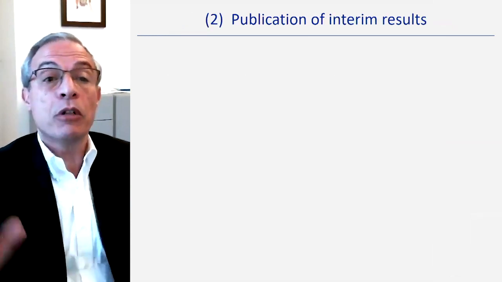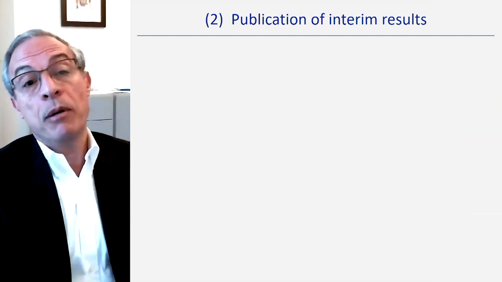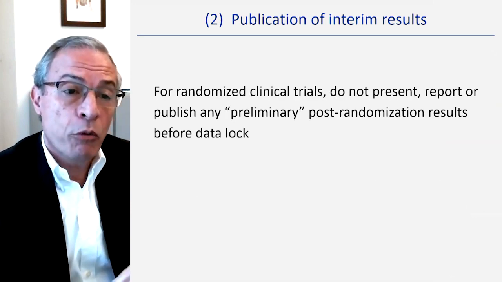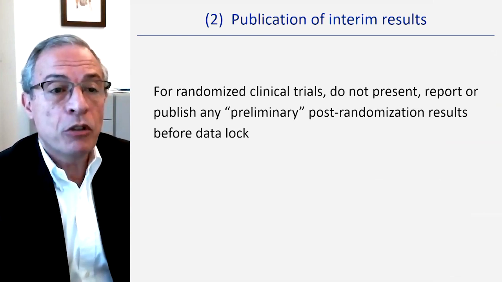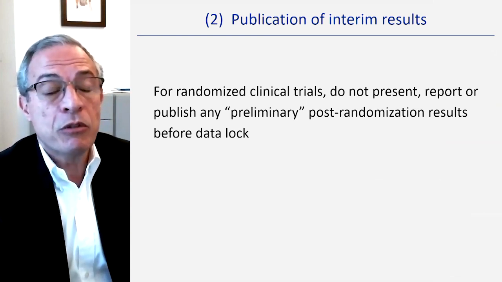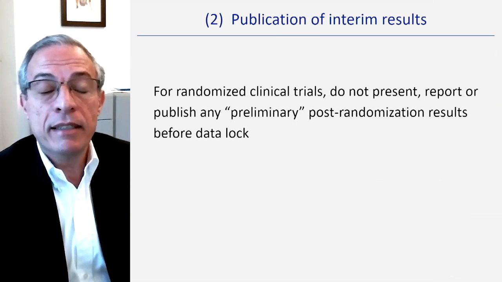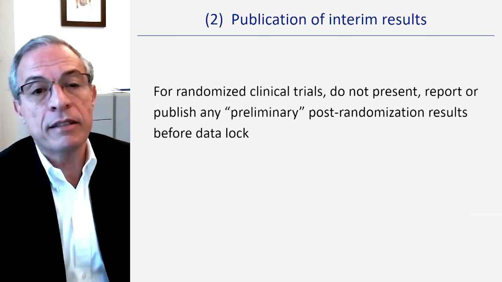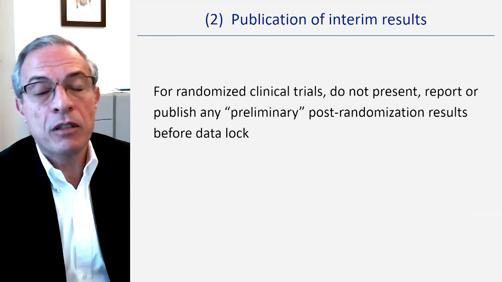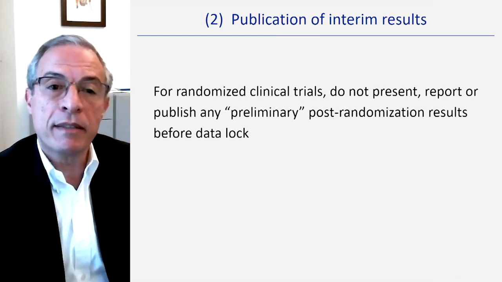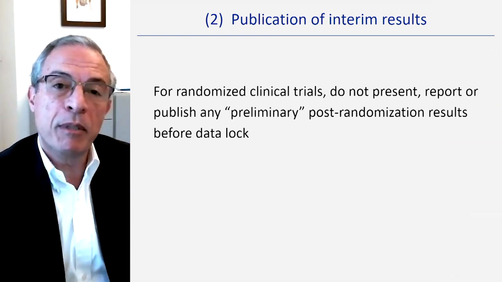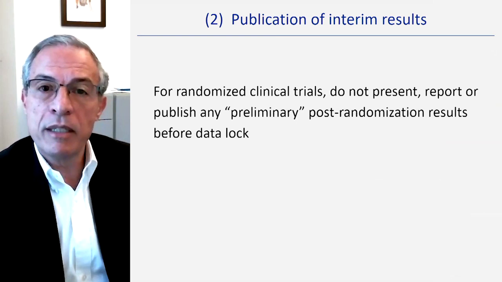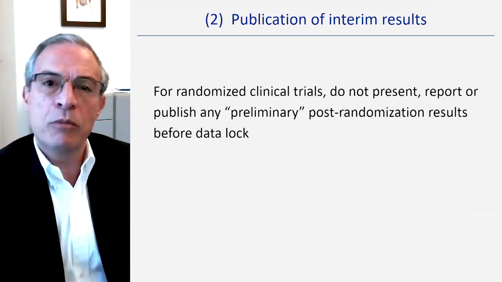And then there are the formal interim analyses, the publication of interim results. For randomized clinical trials, do not present, report, or publish any preliminary post-randomization results before data lock. And people do that. It's amazing. People do that, and it's not advised. Again, it's because of the potential for bias. You publish an interim result, people get excited, and then the rest of the trial doesn't go quite the same way. But you've invested so much and got so many people excited.